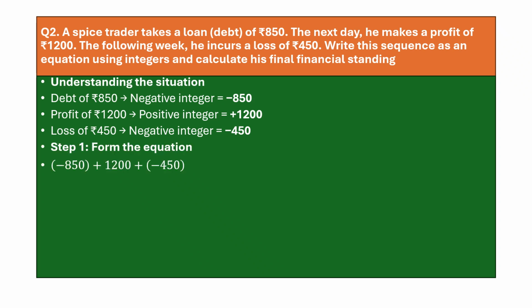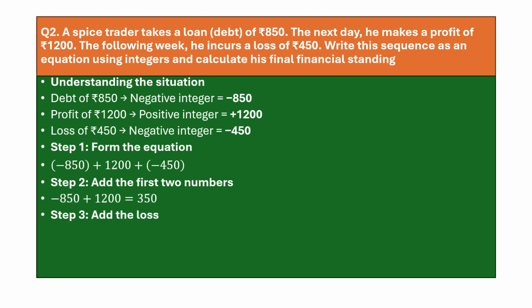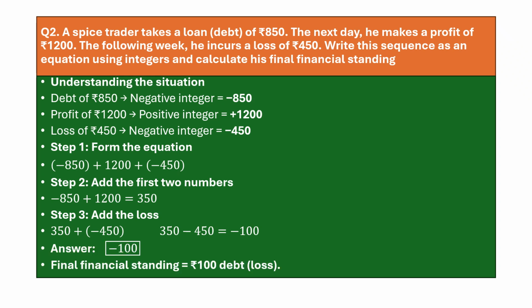Now how are you going to form the equation? It is minus 850 plus 1200 minus 450. And what will be the next step? You will calculate this entire equation. You will get the answer as minus 100. So the final financial standing is a debt, that is a loss, of 100.